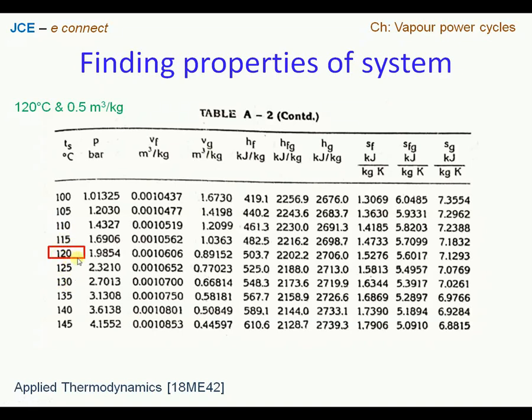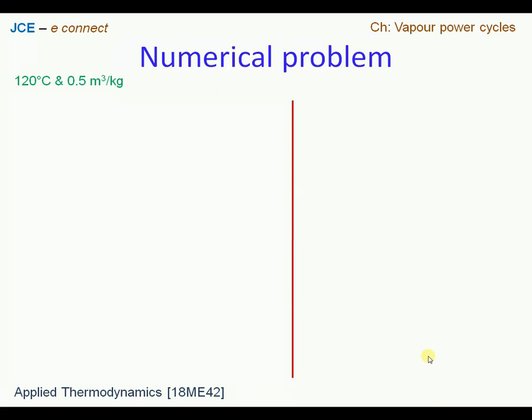For this 120 degrees Celsius the saturation pressure is 1.9854 bar, and now when we look at the Vf and Vg values, here we have the Vf value and Vg value, but the given specific volume is 0.5. From these two values, Vf and Vg, when we compare with the given specific volume, we see that the given specific volume is less than Vg and greater than Vf. That means it is inside the dome. So let us now go back to the problem.